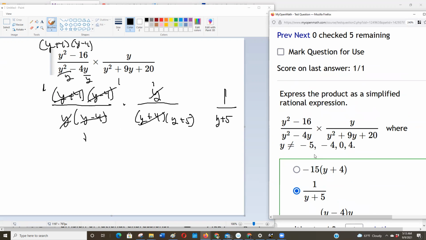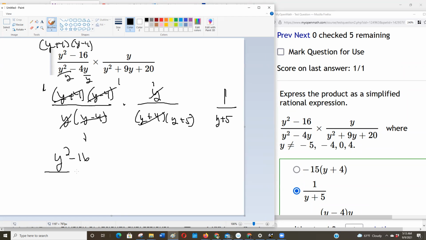Why do they have this stuff here? The y can't be equal to -5. It can't be equal to -4, 4 is 0. Let's go back here. I guess I'll just rewrite it. So I have y squared minus 16. This is back to the original. I am going to write the denominator in factored form, okay? Times y over y plus 4 times y plus 5.